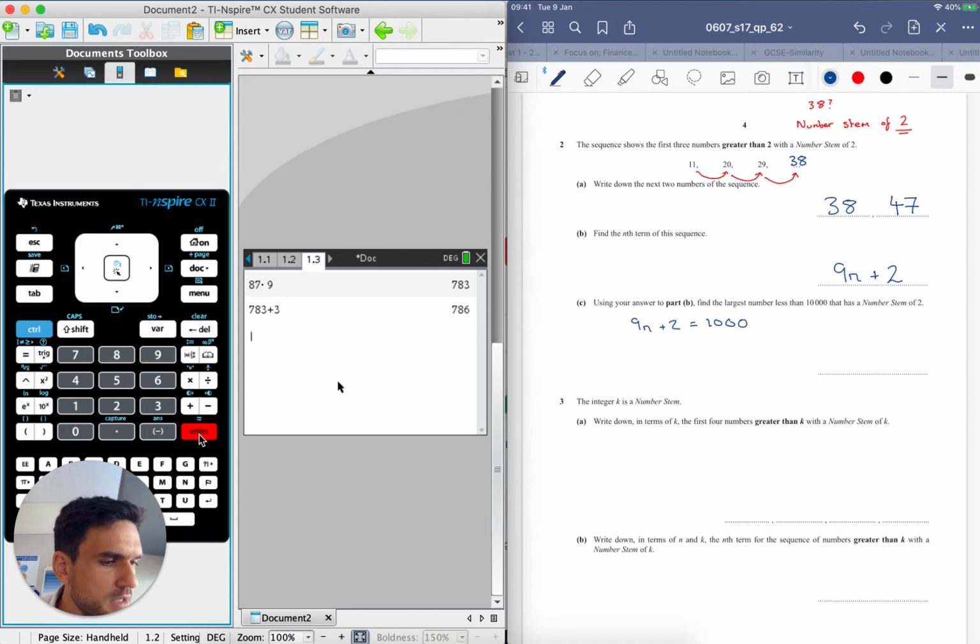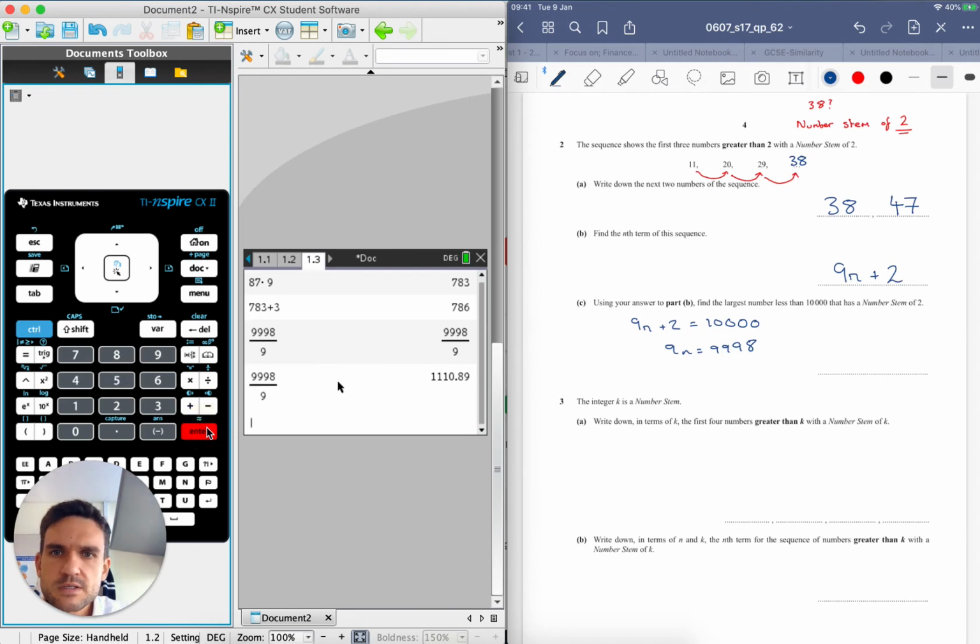Let's see what happens here. I can solve this by subtracting 2. Sorry, it's 10,000, I've only put 1,000. So 9998. If I divide by 9, I can already tell it's not going to work. It's 1110.89.